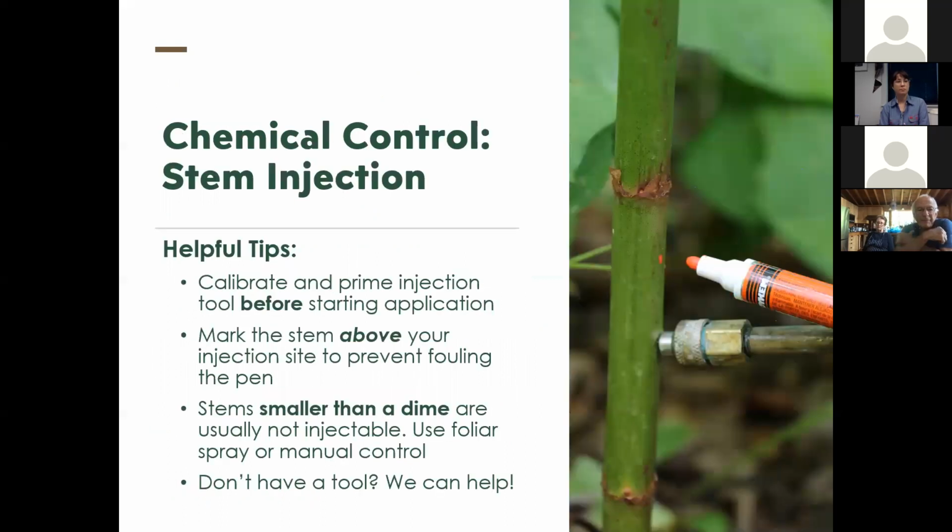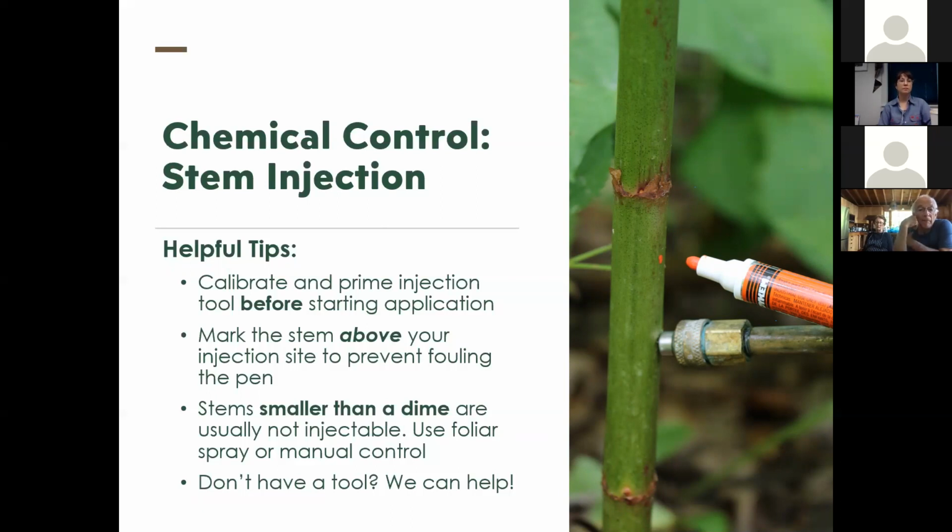Some helpful tips: if you're performing a stem injection, you should calibrate and prime the injection tool before you begin your application. Instructions for calibration are provided by the manufacturer, and you can prime the device by carefully and smoothly squeezing the trigger several times to get the herbicide flowing through the device.